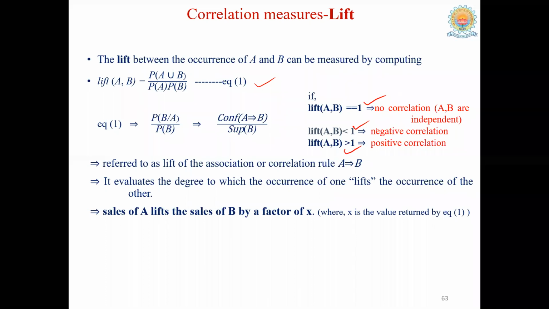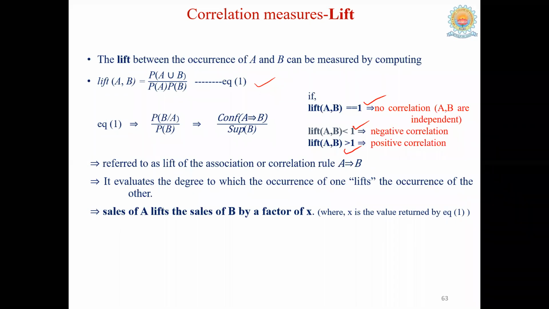What is that positive correlation and negative correlation? Positive correlation in the sense that sales of A may increase the sales of B. That means both the sales of A and B are positively correlated, related together. So the sales of one item affects the sales of another item. The effect may be negative or positive. If the sales of one item negatively affects the sales of another item, then it is represented as a negative correlation. If the sales of one item positively affects the sales of another item, then it is represented as a positive correlation.